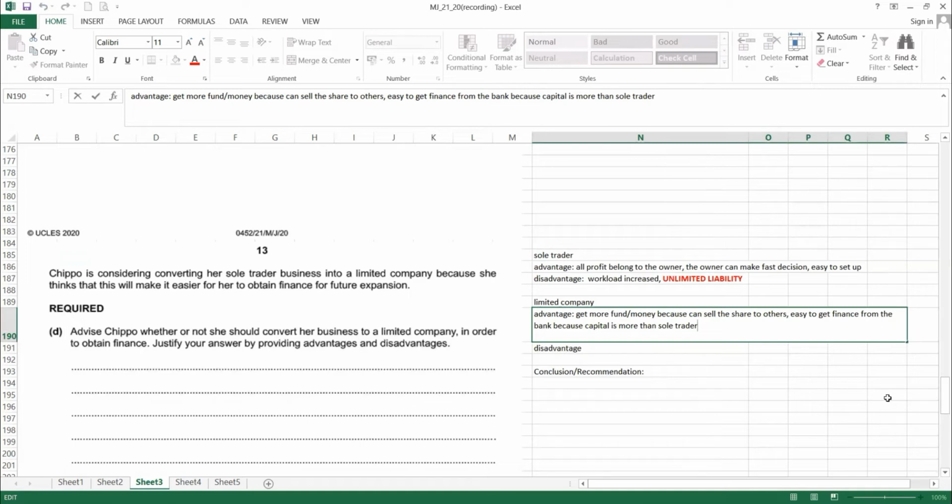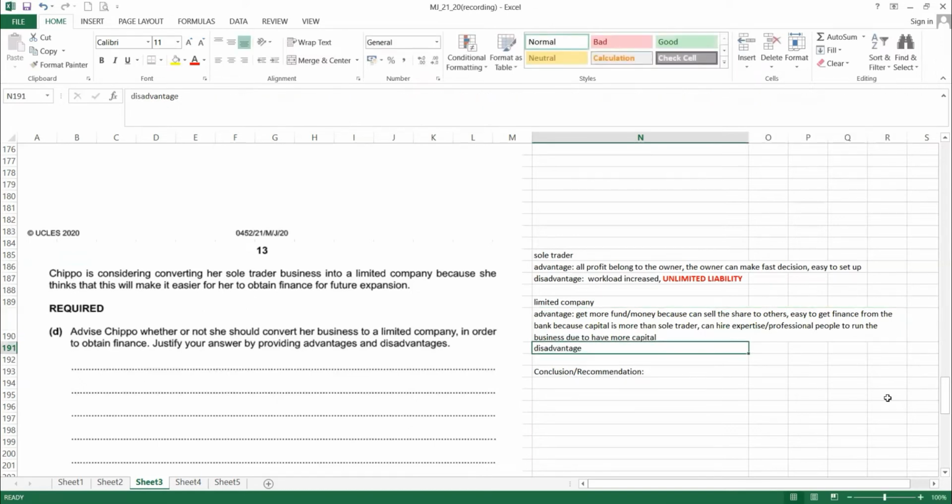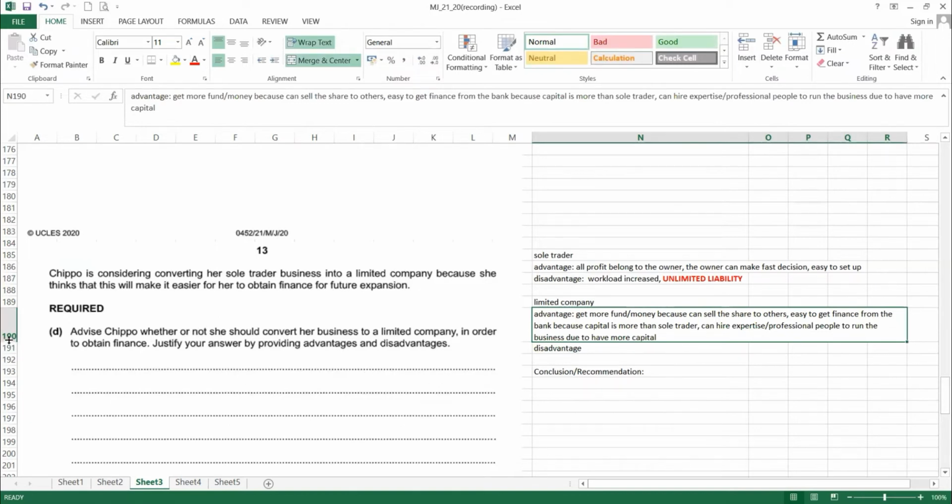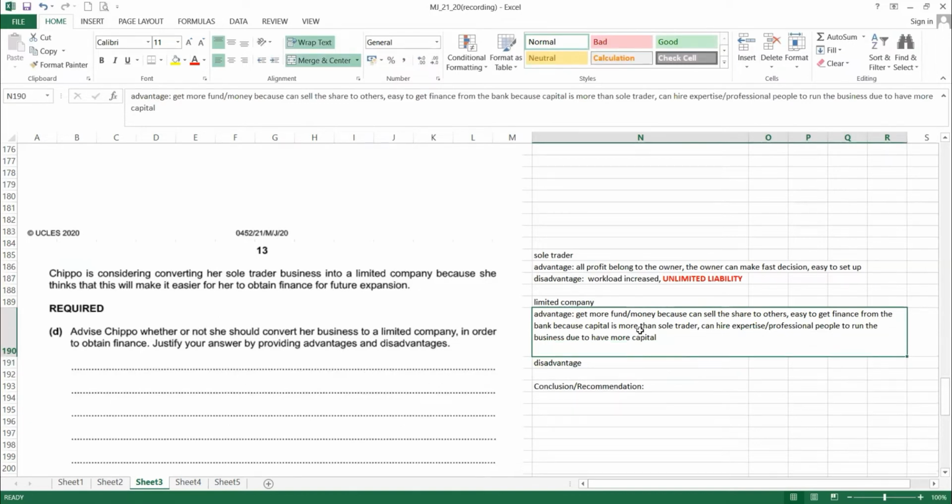I think okay, here can hire expertise or hire professional people to run the business because you have more money to, because the business has more capital. Okay, this is very subjective. Sole trader also can do that, but logically a limited company has more money.